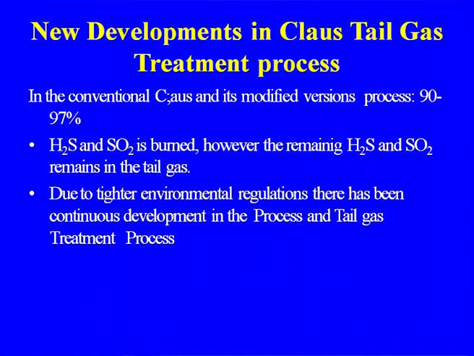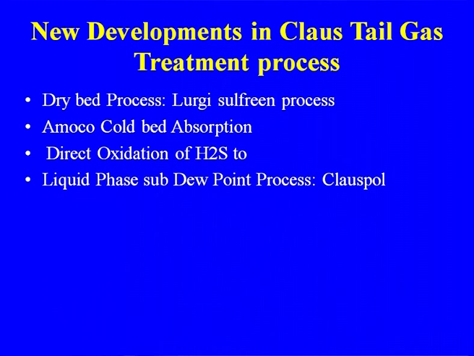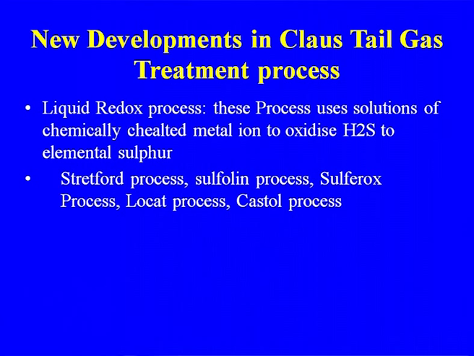So these are some of the processes developed for the treatment of the gases: dry bed process, Lurgi Sulfreen process, Amoco cold bed absorption, direct oxidation of H2S, liquid phase subdew point process, that is the Clauspol process. This is another process that we are using, the liquid redox process. These processes use a solution of chemically chelated metal ion to oxidize H2S to elemental sulfur. So these are some of the commercial processes which are available: SCOT process, Sulfreen process, Sulfurex process, LO-CAT process, Crystasulf process. These are some of the processes that are available to meet the required environmental standards.